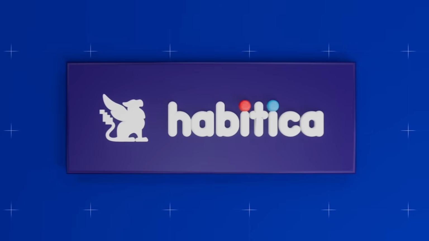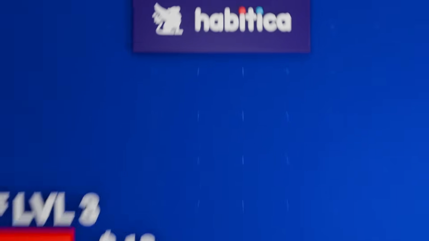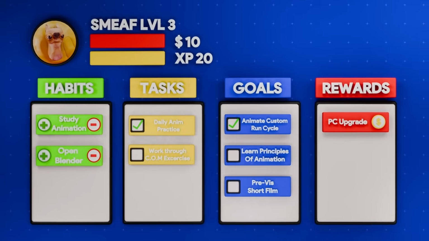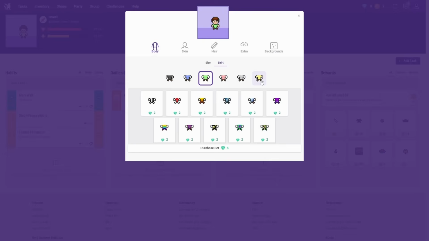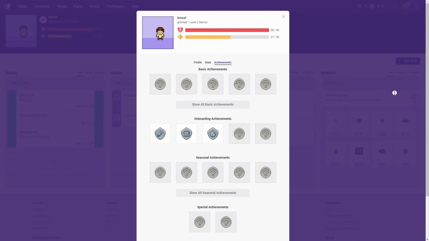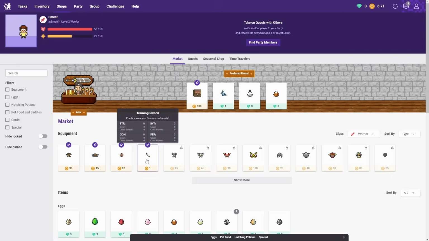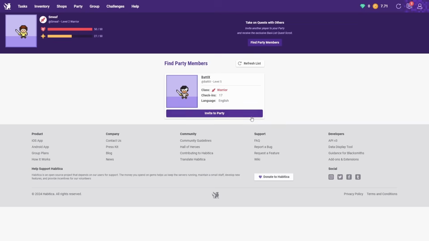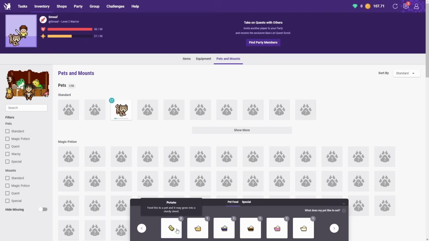But I found the game engine that does this. It's called Habitica. It's completely free, and it does everything in stage 1, but for real. There's character creation, level ups, achievement unlocks, sound effects. You can even buy weapons, party up with people, complete quests. There's a pet system.